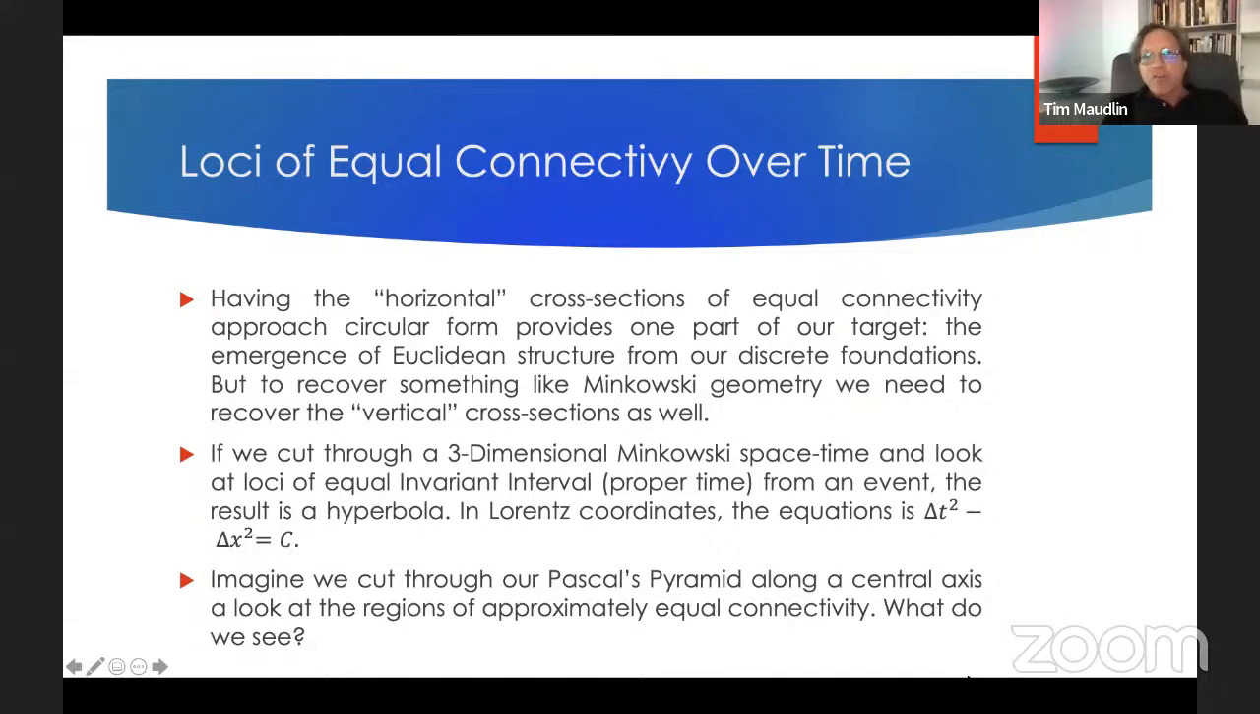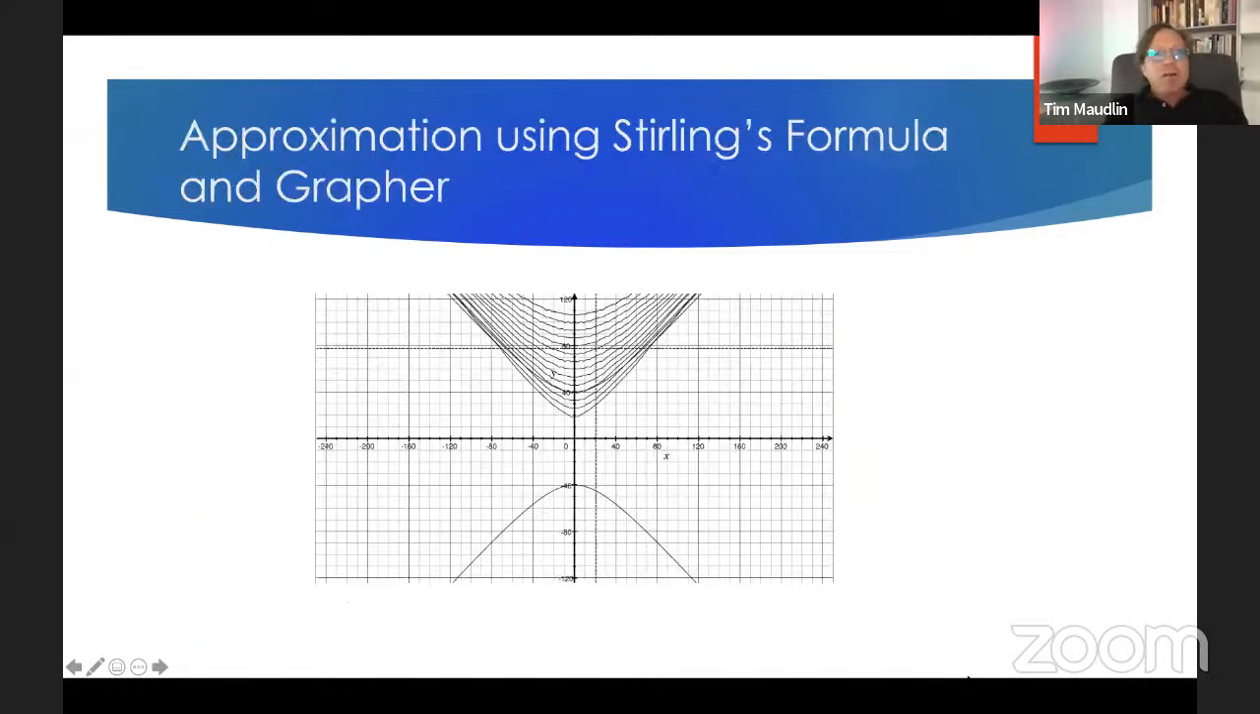What if we cut through Pascal's pyramid? Well, the solid line, that's our hyperbola. That's what we're aiming at. And these lines at the top are regions of approximately the same connectivity through time. This is using Stirling's formula for an approximation. So if you just look at that hyperbola and you look at these things above, that looks really, really close.